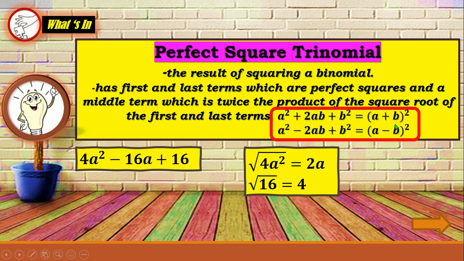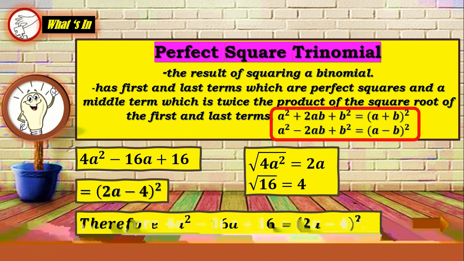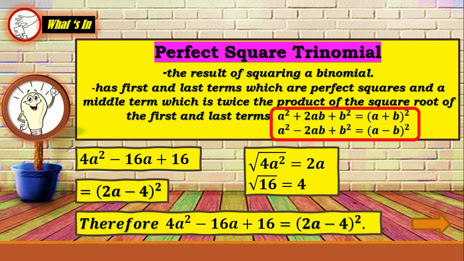Now this time, following the pattern, we get the square root of the first term, and then the square root of our second term, and then we express them as a subtraction according to the pattern, and of course, we square that binomial. Therefore, 4a squared minus 16a plus 16 is equal to the quantity of 2a minus 4 squared. Now we just finished our review.